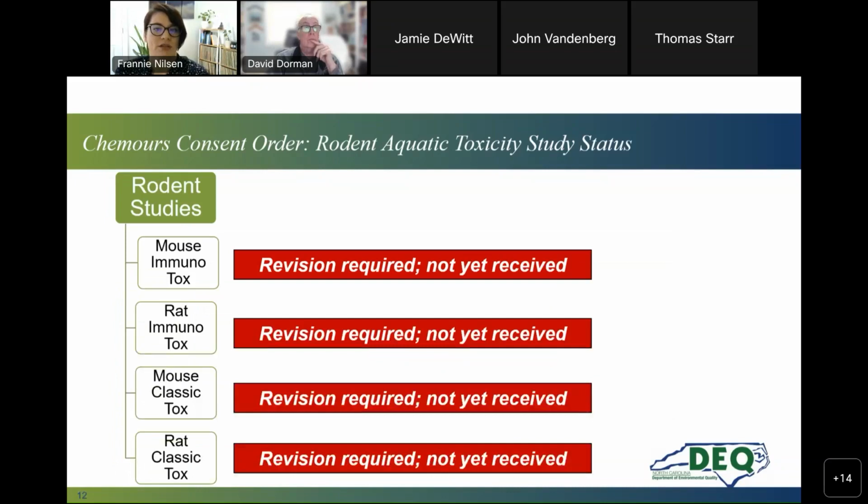As far as the rodent protocols, here's just another look. And so we required revisions on all of these, and we have not yet received these updated protocols, but I'm expecting them soon, and I'm looking forward to reviewing them, and then also consulting with our experts that have been a great help to this process, certainly.